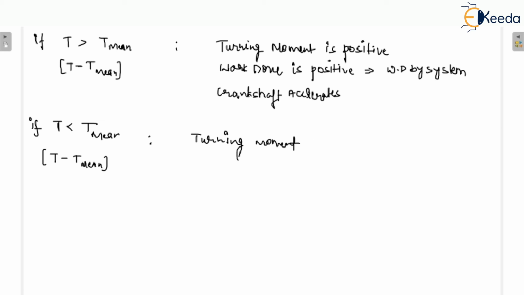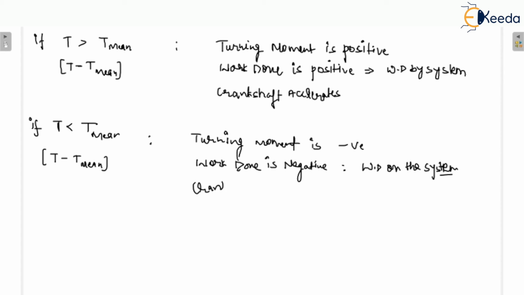And what about the work done? The work done is also negative. And what is the meaning of the work done being negative? Work done is negative means work done on the system. And what about the crankshaft motion? Crankshaft in retardation. There will be retardation in the crankshaft. So I'm writing here the third point, that is crankshaft retards.